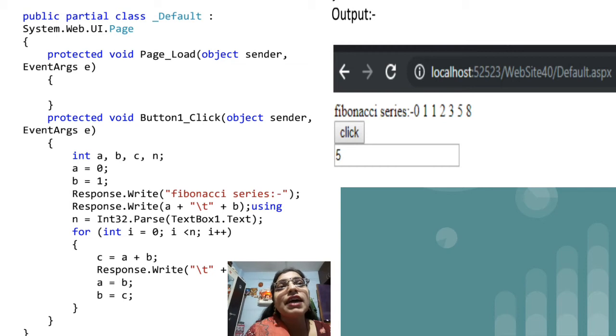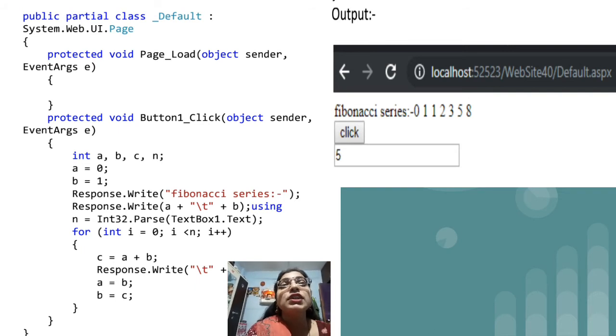And after that we have entered 5. So if you notice 1 2 3 5 8, these 5 numbers are calculated, right? 5 means the number which we enter in the text box, that many numbers are calculated in the Fibonacci series. We will see the execution of this later, but I hope you know the Fibonacci series, how it is generated.